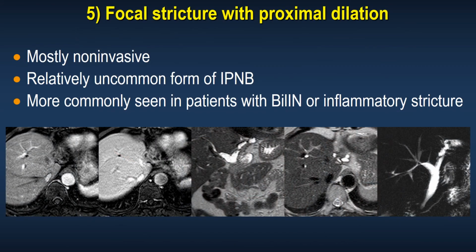The fifth type of IPMB is focal stricture and proximal dilation. Most of them are non-invasive lesions. This is a relatively rare pattern of IPMB and is mainly observed in biliary intraepithelial neoplasia or in simple inflammatory stricture.